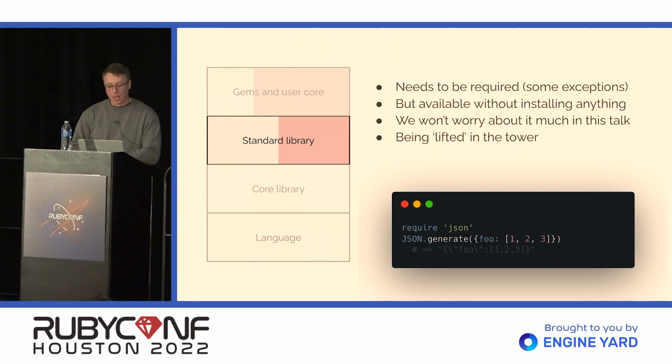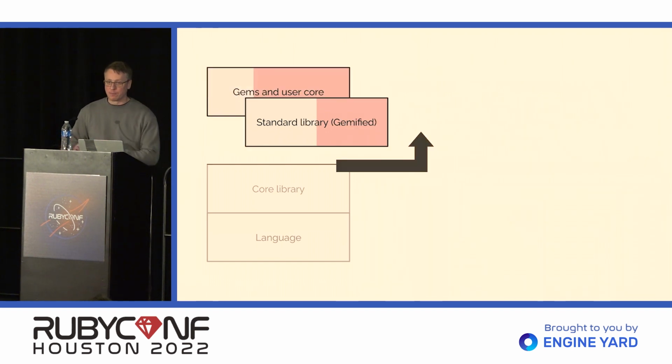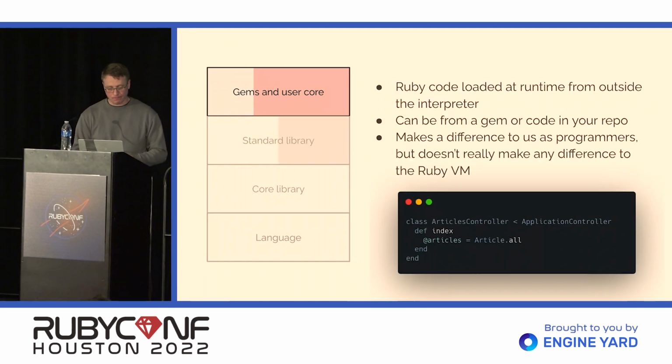It's not really relevant. The code example here shows JSON, for example. So JSON.generate, that's a standard library feature. Something slightly interesting about it, though, is it's being lifted in the tower. So over time, the standard library is becoming a gem. It's being gemified and made something you can install separately if you wanted to.